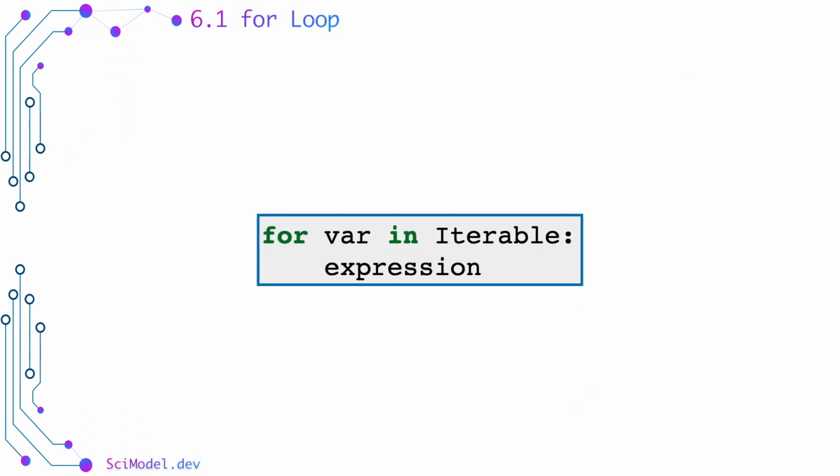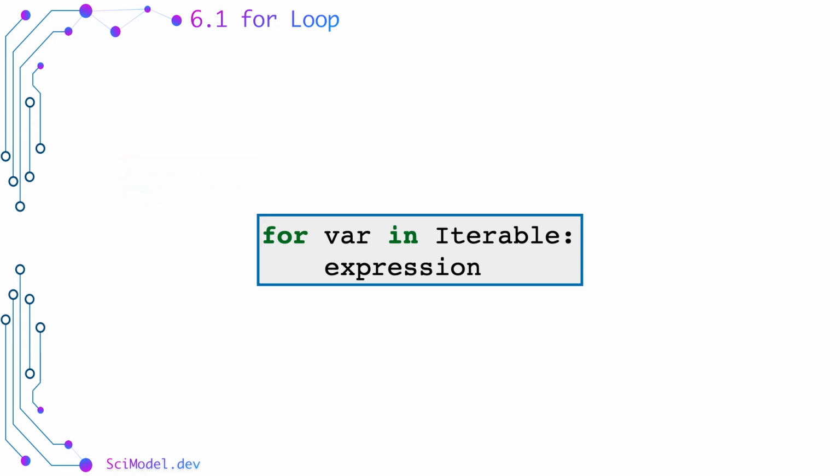The syntax of the for loop consists of multiple keywords, so let's define and understand each one of them. The first element is the for keyword, which tells Python that a for loop is required to perform repeated execution over its body, which is the expression.